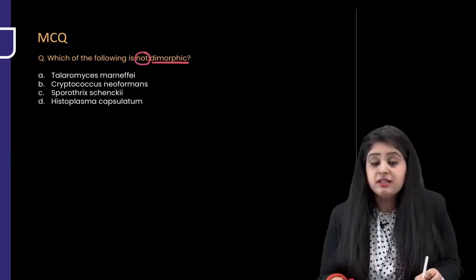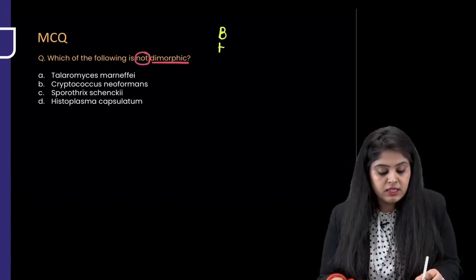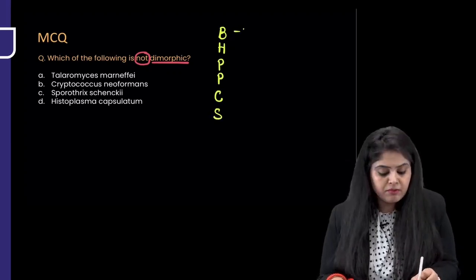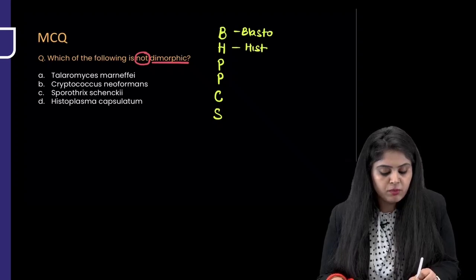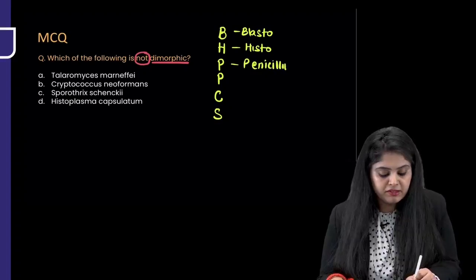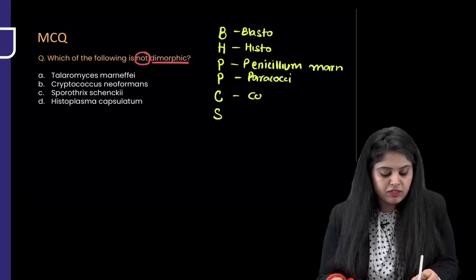So please remember, we had a mnemonic, right? Body, heat, probably changes shape. Can you do a quick recap with me? B was for Blastomyces. H was for Histoplasmosis. P is for Penicillium marneffei. So something to do with marneffei, Penicillium marneffei was mentioned. Next we have Paracoccidioidomycosis. Then we have Coccidioidomycosis, and then we have Sporothrix schenckii or sporotrichosis.